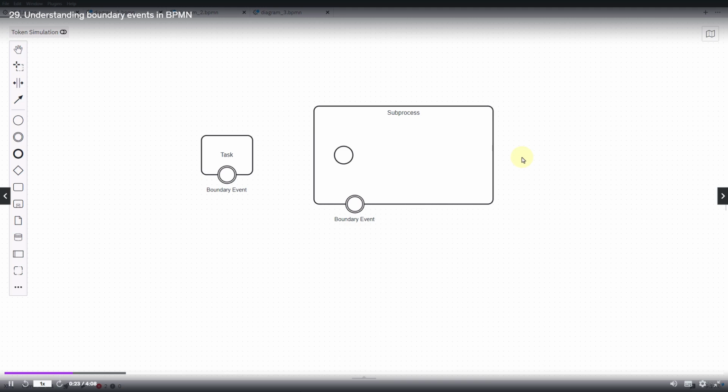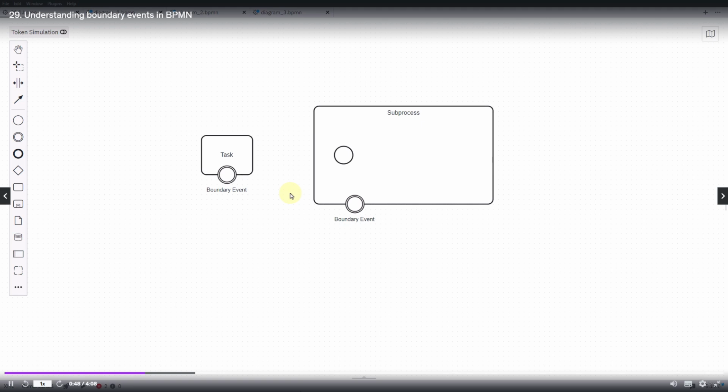Events can not only occur in the normal process flow, but they can also be attached to a certain activity and therefore control the flow of a process in even more detail. These are so-called boundary events. Boundary events are special events in BPMN that are attached to an activity in order to respond to events that occur during the execution of an activity.